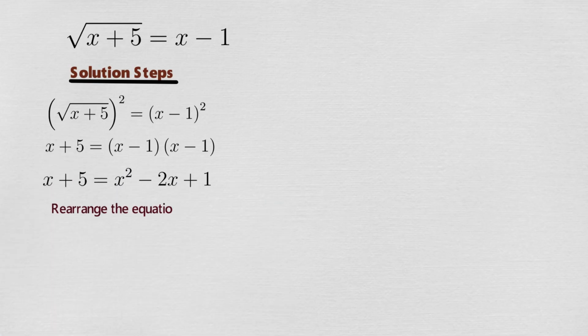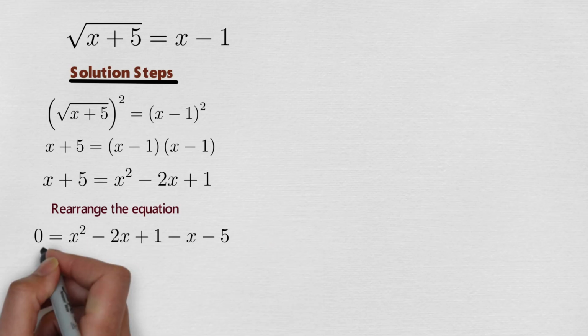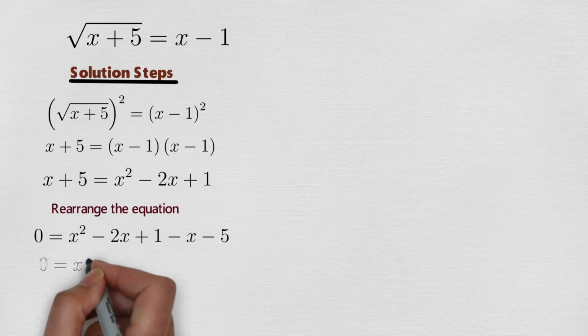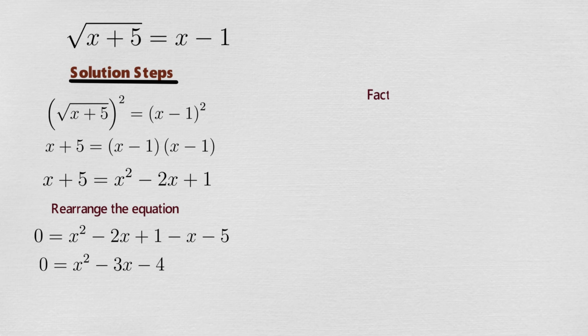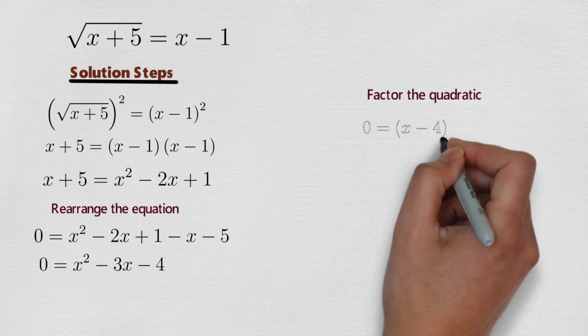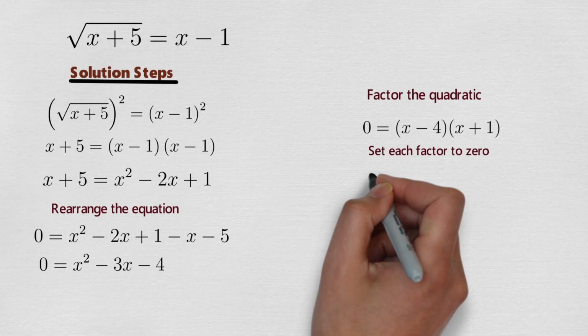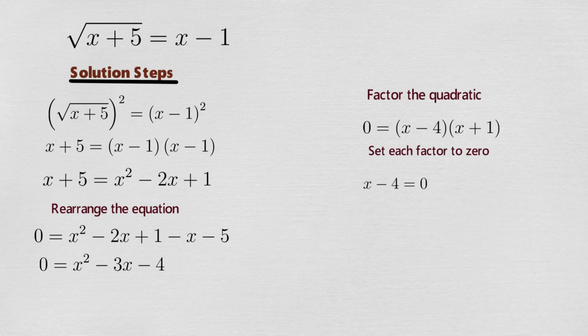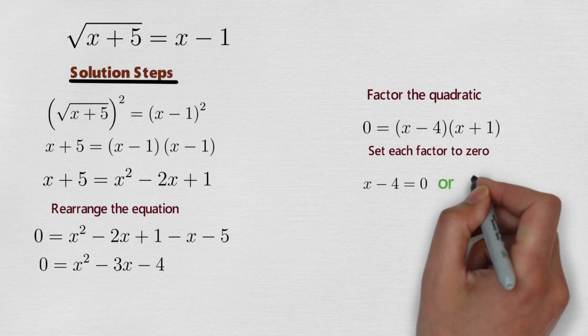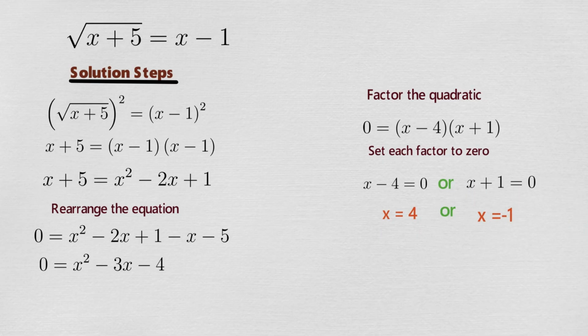Rearrange the equation. Factor the quadratic. Set each factor to 0. There you have it.